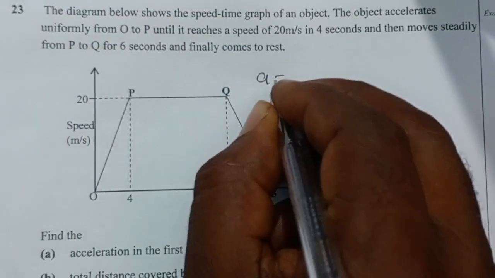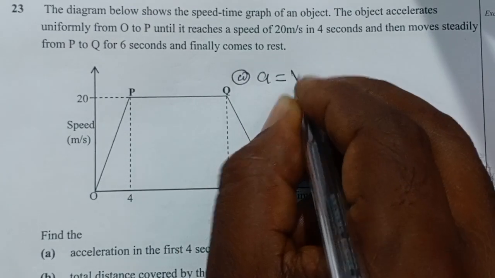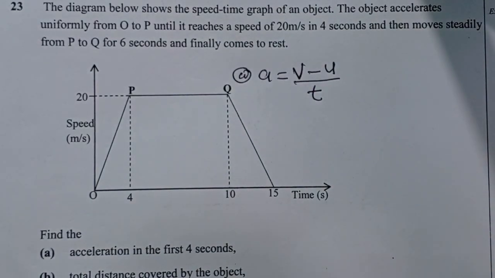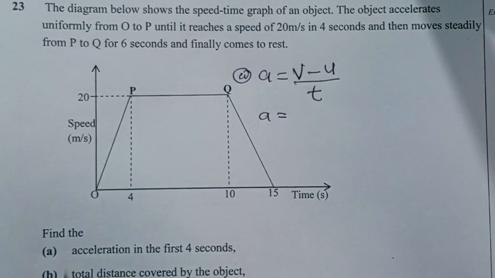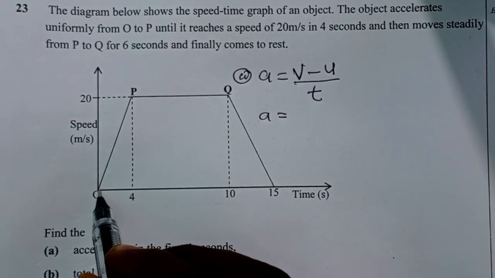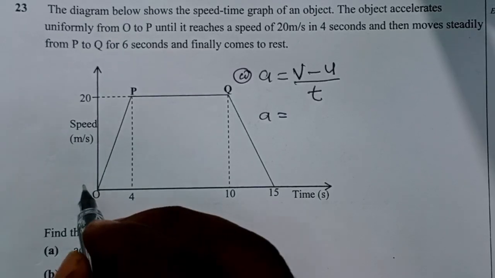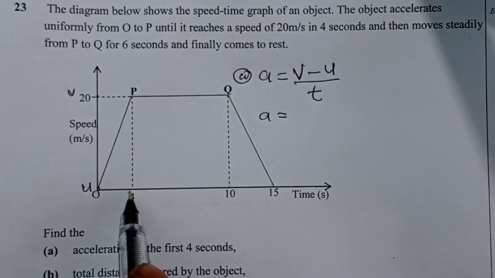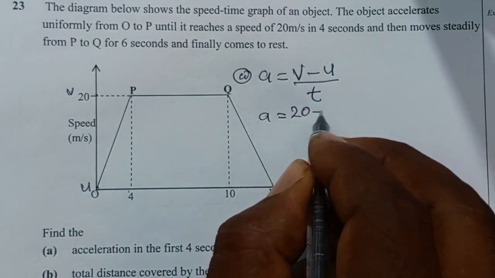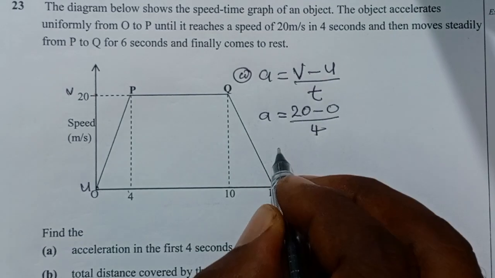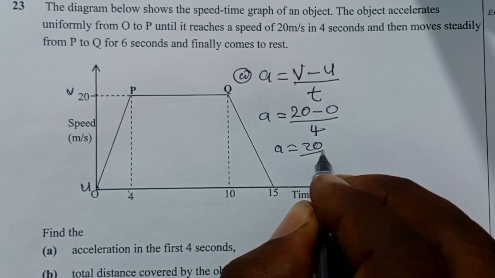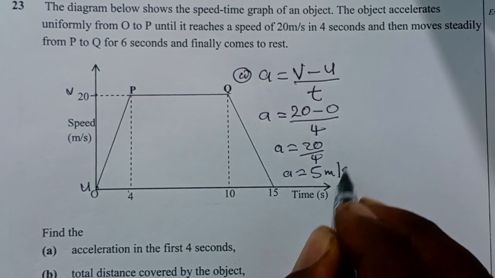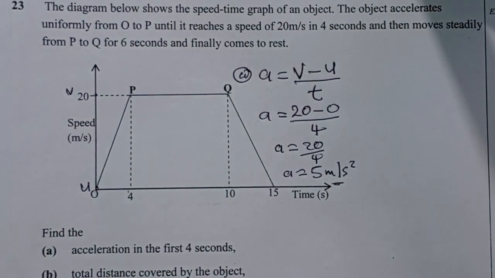So acceleration is equal to final velocity minus initial velocity divided by the time taken. That's the formula for acceleration. Remember where the journey starts from. It is starting from O, so that is the initial velocity, up to 20. So this is the final velocity. The time taken is 4. So it is 20 minus 0 over 4. 20 minus 0 is 20 over 4. 4 into 20 is 5. So 5 meters per second squared. That is it. Acceleration.